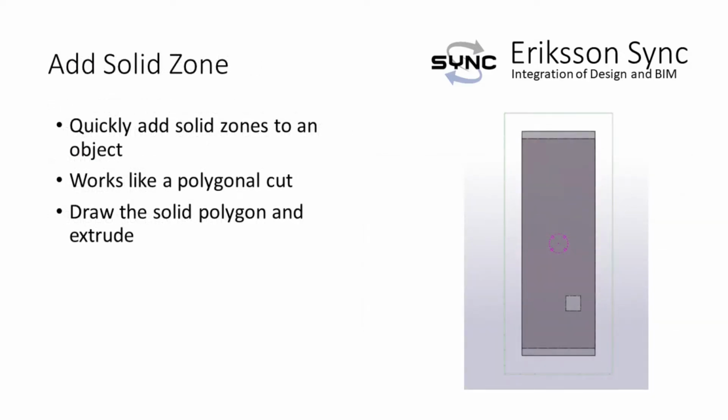The last modeling tool is Add Solid Zone. This tool works similar to the way a polygonal cut works. That is, you simply select the object you want to add a solid zone to, draw the shape of the solid zone, and extrude it into the base part. This allows simple addition of solid zones to both hollow core slabs and insulated wall panels.